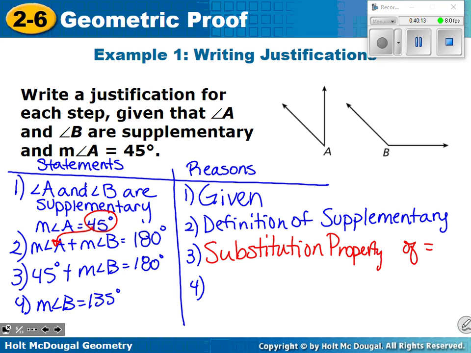All right, now look at what they did to get from 3 to 4. What did they do to change from 3 to 4? Very good, Chris. They said, all right, I got 45 on the left. I'm going to go ahead and solve for B. I'm going to subtract 45 from both sides. So they used the subtraction property of equality. And that is it. So you're trying to fill in the blanks based on their statements that they've listed. Okay, let's try another one.